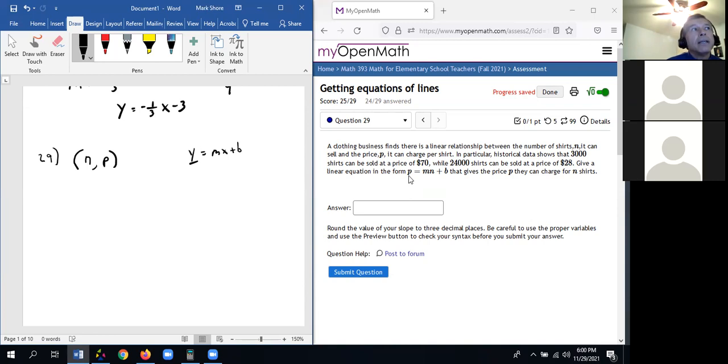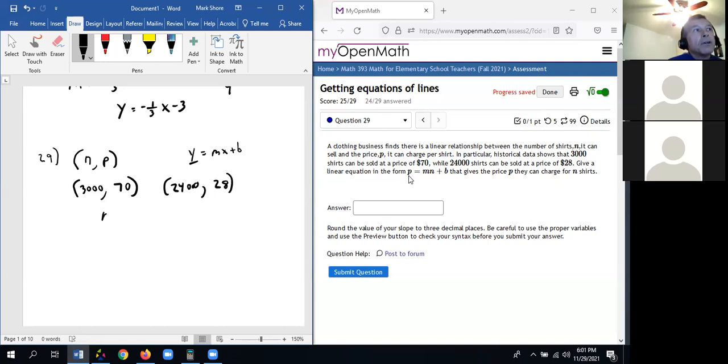So the information they give me has to be in this form. It shows that 3,000 shirts, the number of shirts, can be sold if you charge $70 each. And 24,000, wow, 24,000 shirts can be sold if you only charge $28. So we've got to get this here.